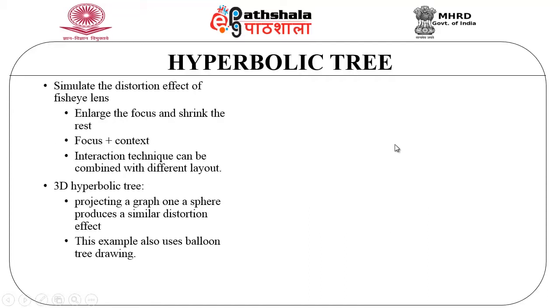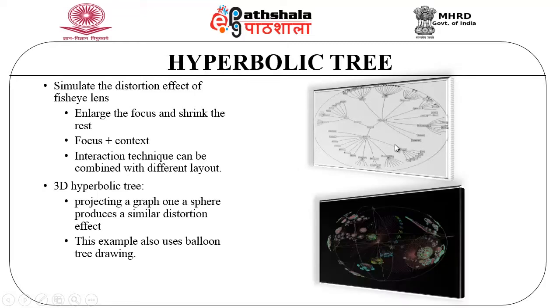This is a balloon representation. Next one is a hyperbolic tree representation. These are two example hyperbolic tree representations. It simulates the distortion effect of the fisheye lens, and it tries to enlarge the focus and shrink the rest, which is also called a focus plus context approach.